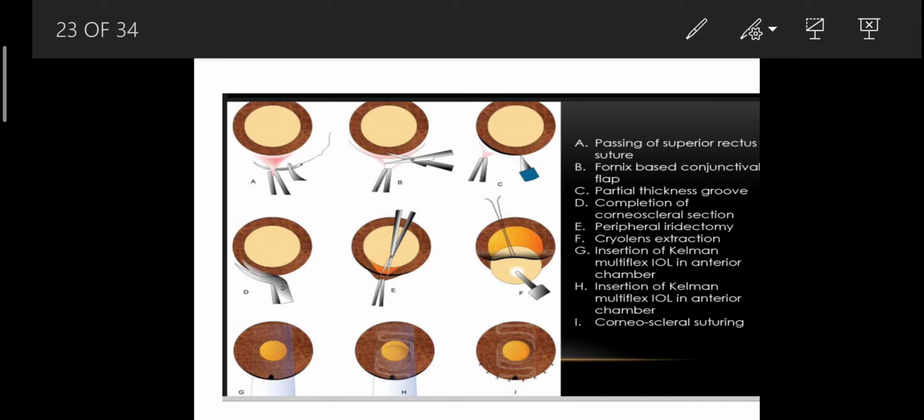Followed by lens extraction. In ICCE, the lens can be delivered by any of the following methods, like cryoextraction or the Indian Smith method. Here the lens is delivered with tumbling technique by using counter compression, or here what is shown is cryoextraction, where a cryo probe is used to remove the lens.